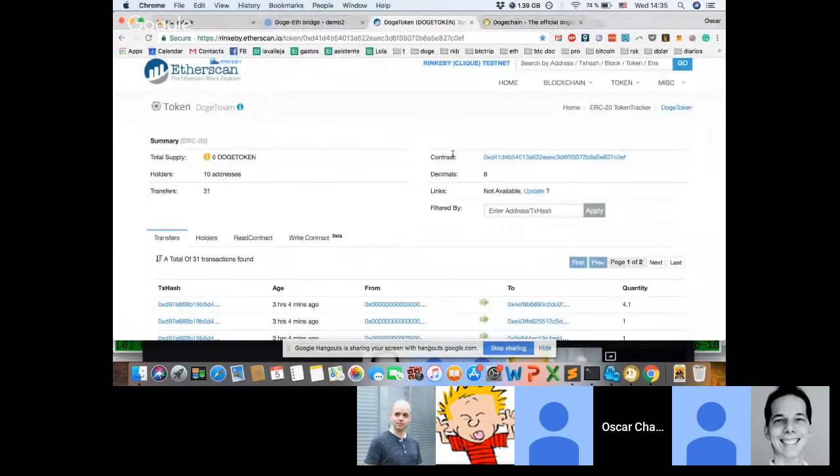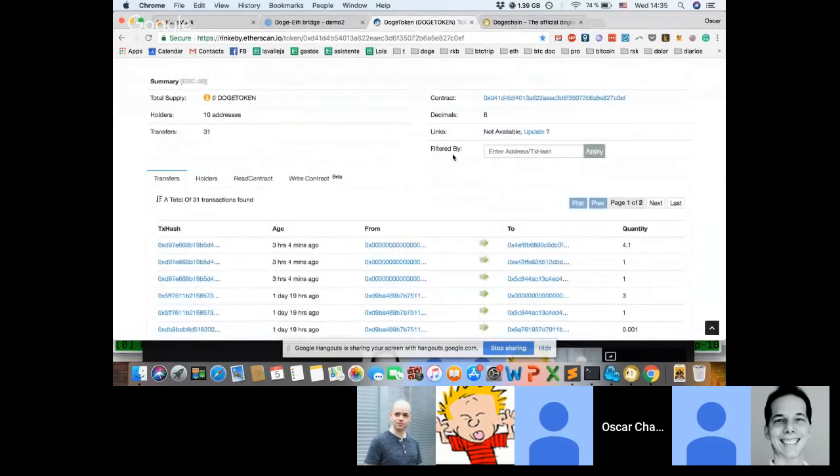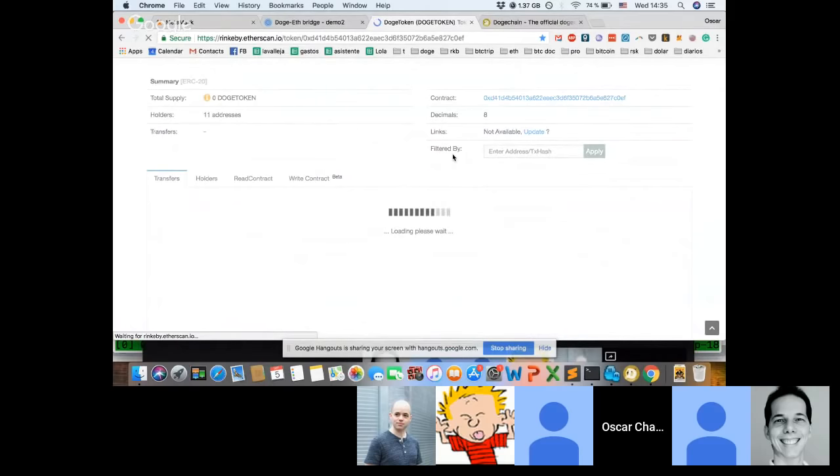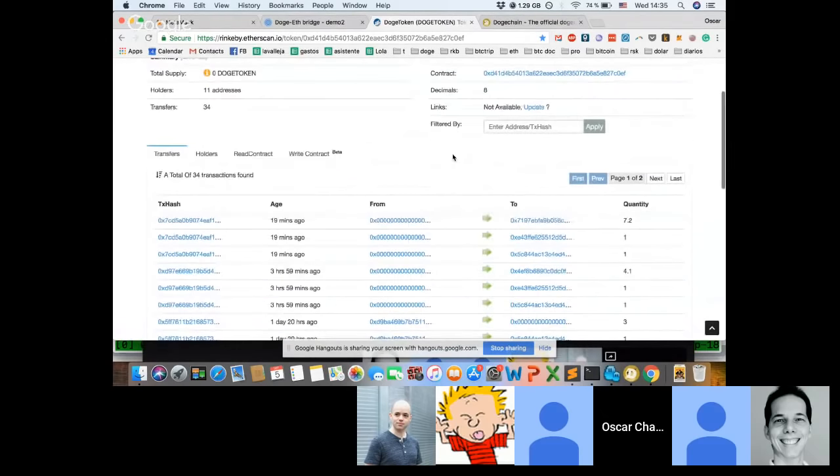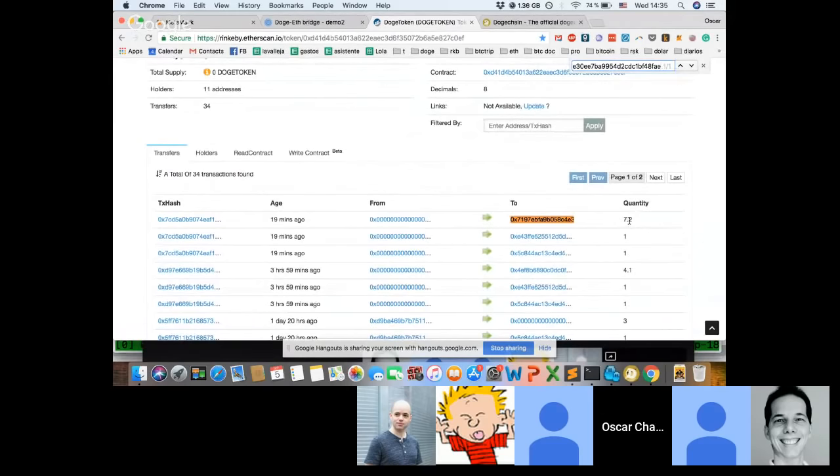So here is the Doge token contract on Etherscan Rinkeby. So I will refresh. And I see that, in fact, yes, I got 7.2 Doge tokens. The thing is that since operators and Superblocks emitters are spending money on the bridge, they need to be rewarded somehow. And here, one token was assigned to the operator, and one token was assigned to the Superblocks emitter. That's why I got a little less than what I sent.